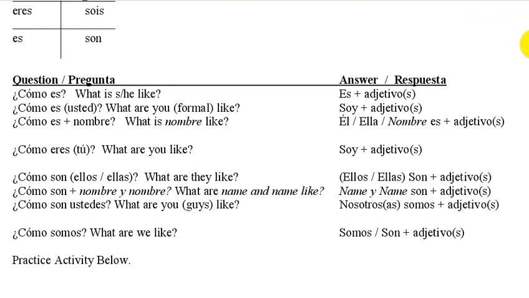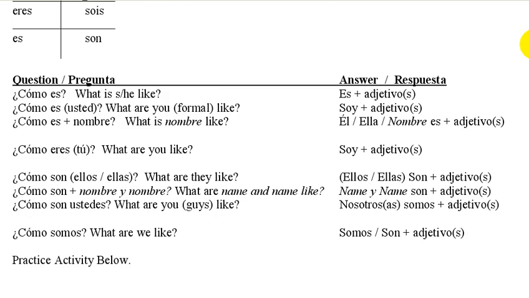So the first question, ¿Cómo es? Means what is he or she like? To answer that question, we're just going to say es, and then we're going to add an adjective after it. Now, if I wanted to, I could say he is or she is by putting él or ella at the beginning of my answer, and then add an adjective to it. Now, when answering these questions, you want to keep in mind the gender and number of what it is you're talking about.